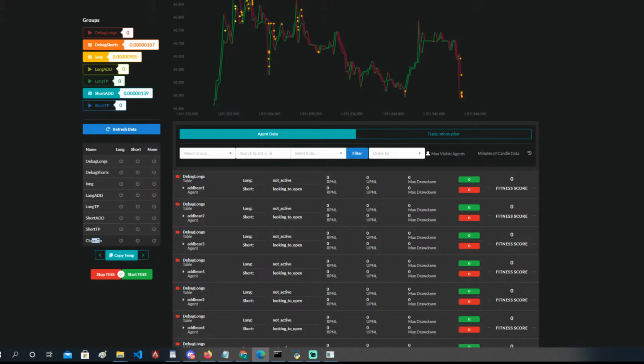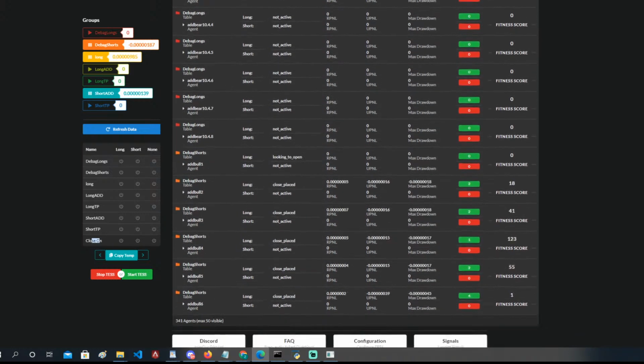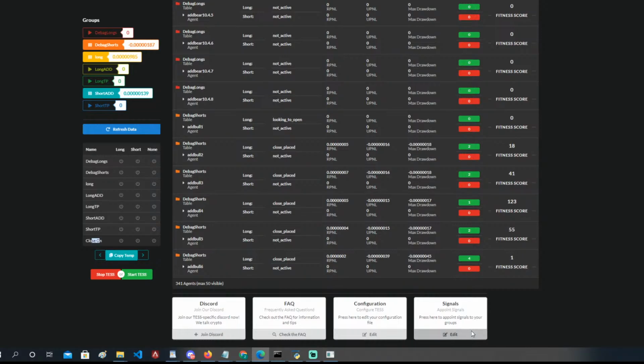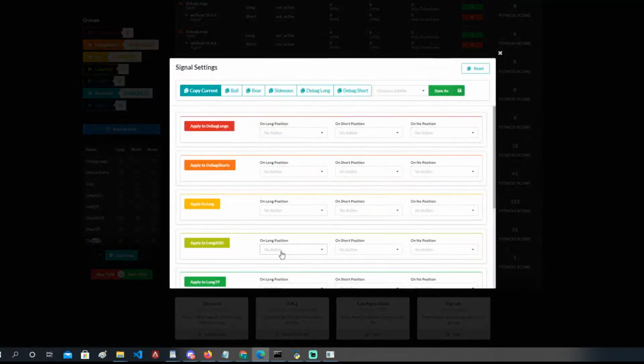So let's say we want to set up our first alert. Well, we'd have to go down here to the signal section, open it up, and we get this template.